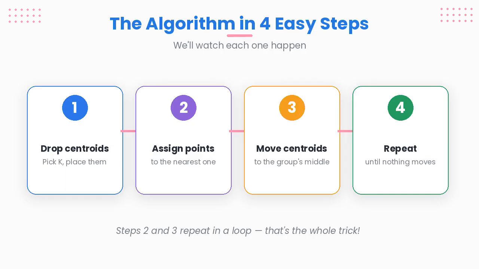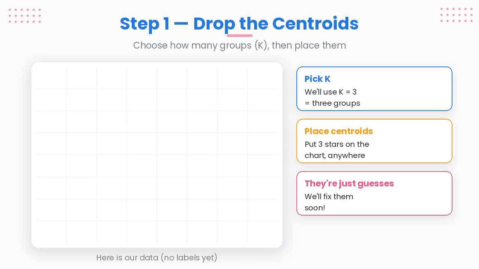Here's the whole algorithm in 4 easy steps. Drop your centroids, assign the points, move the centroids, then repeat. The real magic is that steps 2 and 3 simply loop, and that's the entire trick.